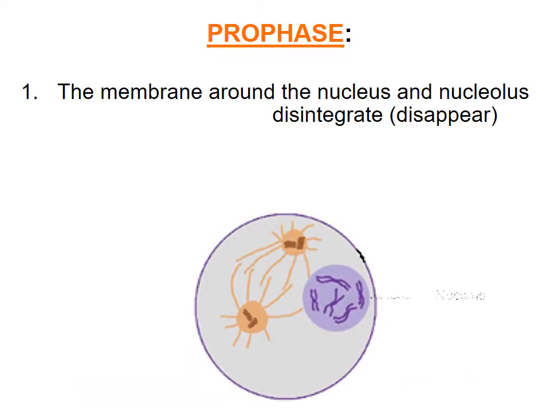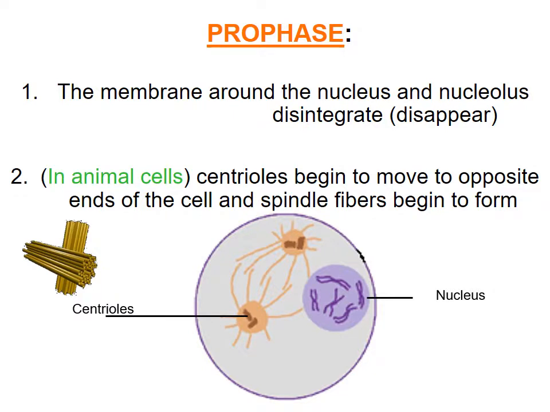During prophase, the membrane around the nucleus is going to begin to dissolve. Centrioles are going to begin to move to the opposite ends of the cell, and the spindle fibers begin to form. This is considered early prophase. You can still see the nuclear envelope here, but during prophase, this is going to disappear.